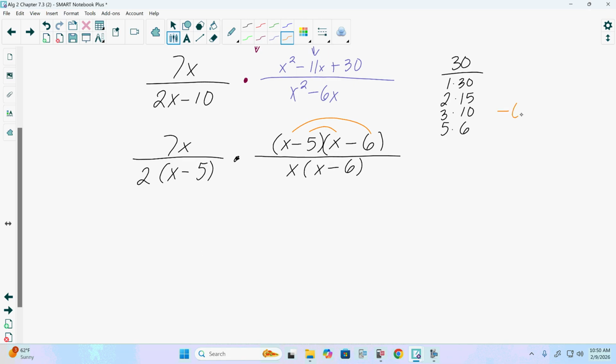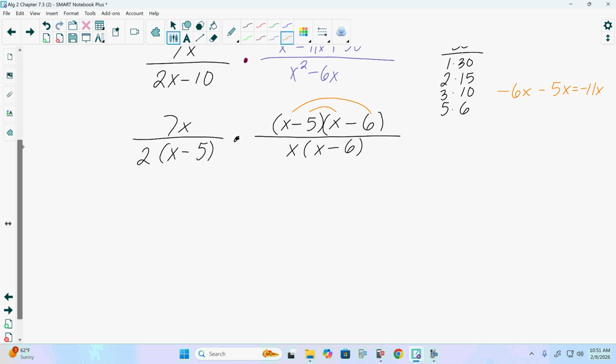And I'm going to check it off to the side just to make sure these are the correct factors. X times negative 6 would be negative 6x. Negative 5 times x would be negative 5x. Negative 6x minus 5x, negative 6 minus 5 is indeed negative 11, telling us that these are indeed the correct factors. So we've been able to factor all four spots.